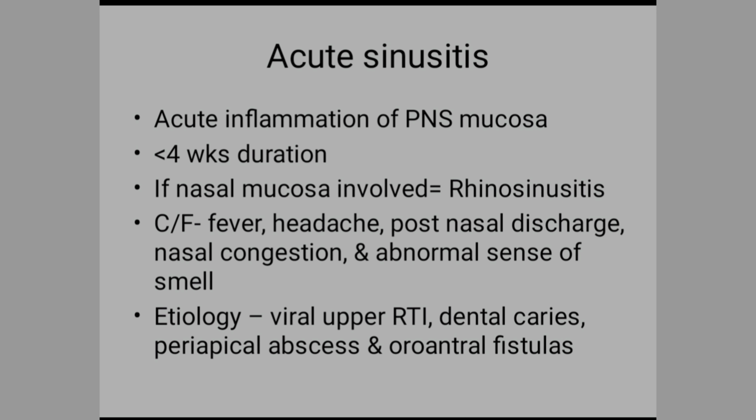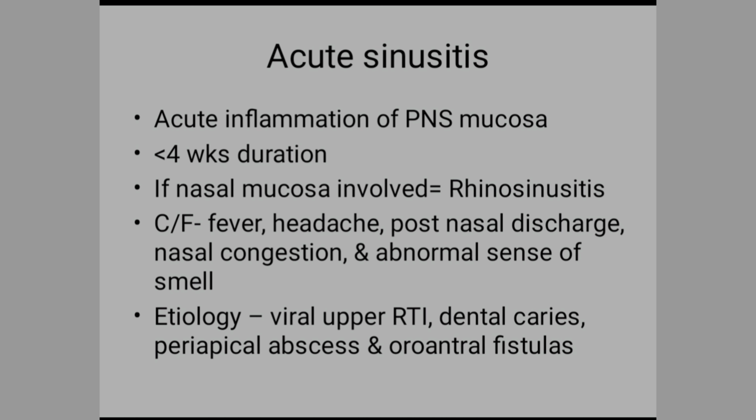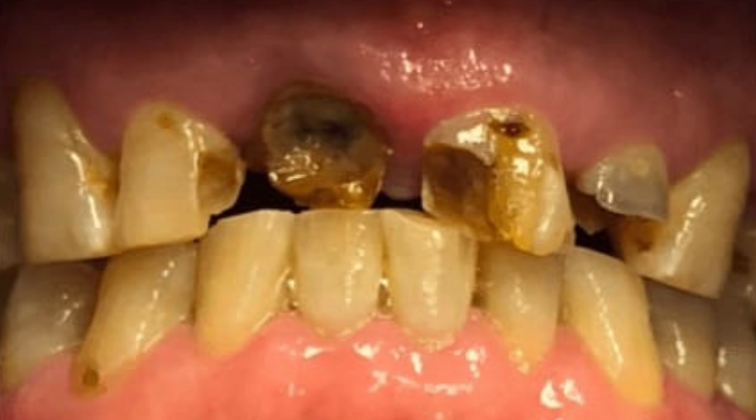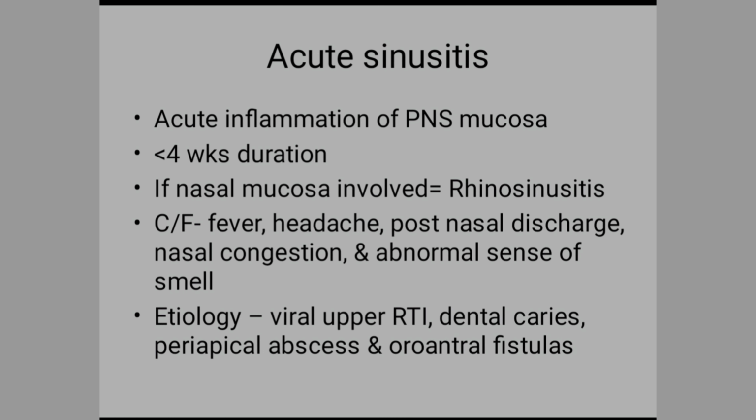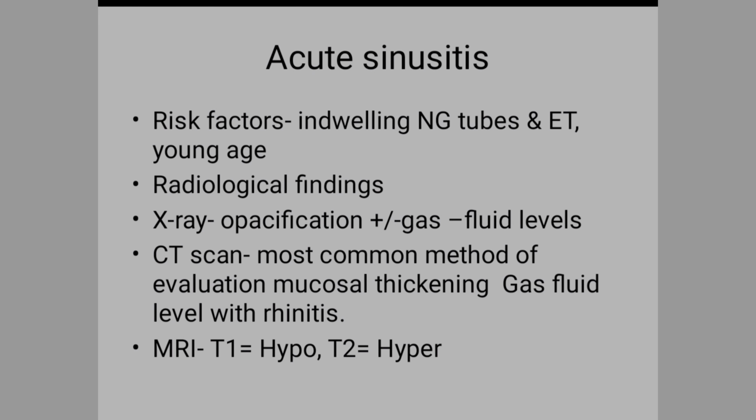What are the common etiologies or causes of acute sinusitis? 1. Viral upper respiratory tract infection. 2. Dental caries. 3. Periapical abscess. 4. Oroantral fistulas.